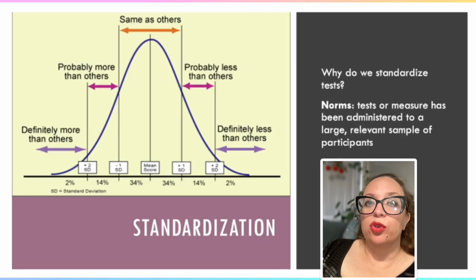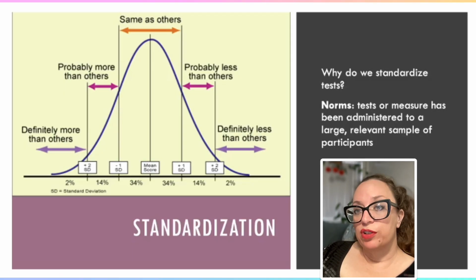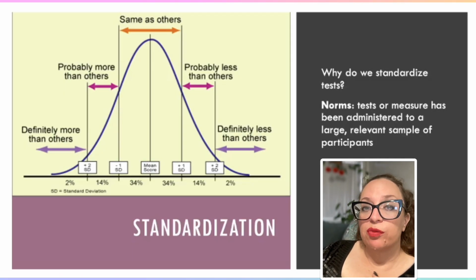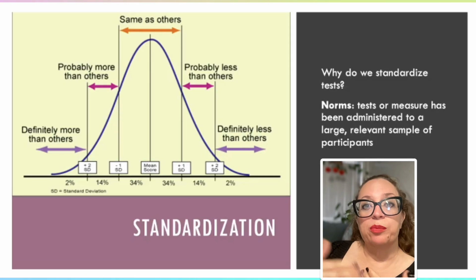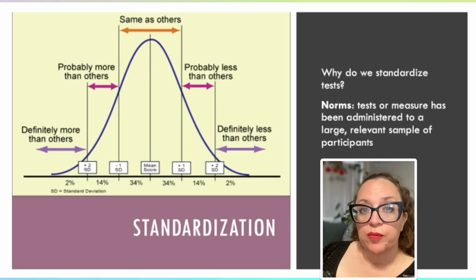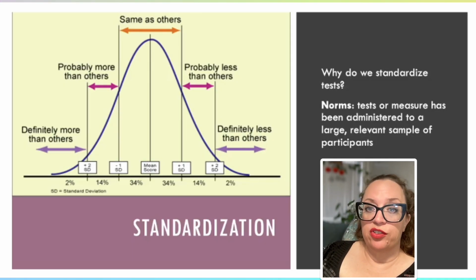Now, because we have norms, we have something called norm-referenced tests versus criterion-referenced tests. Norm-referenced tests are tests where the score is based on a comparison to others. Intelligence test falls into this category. We're comparing you to others like you. Criterion-referenced tests are tests where your performance is compared to a set standard or a set criterion.